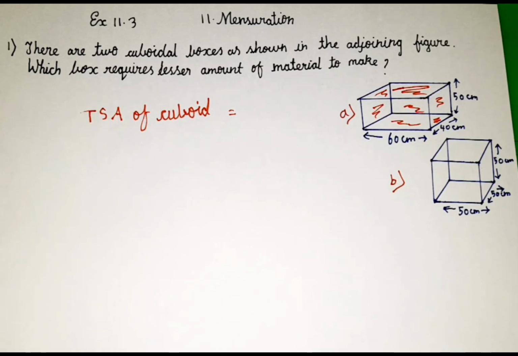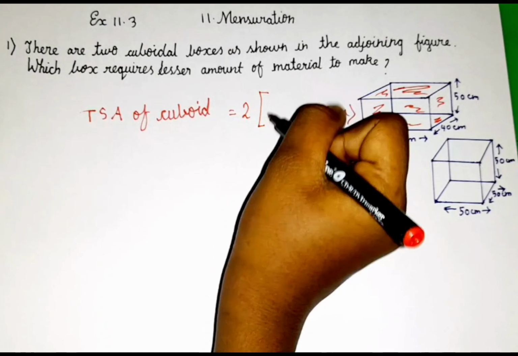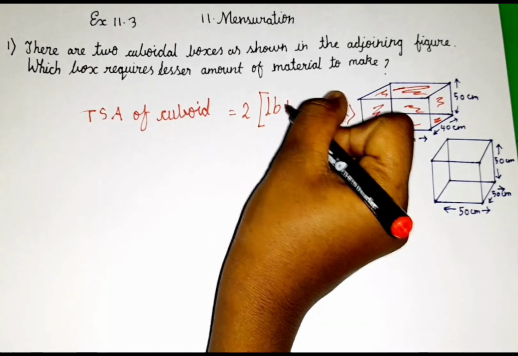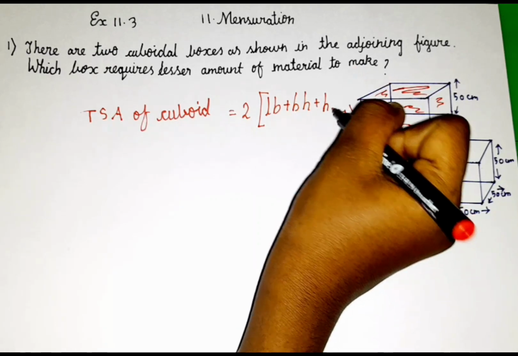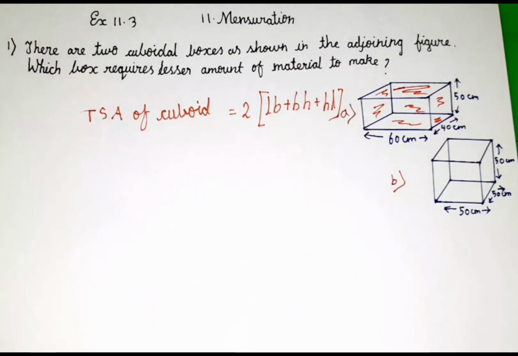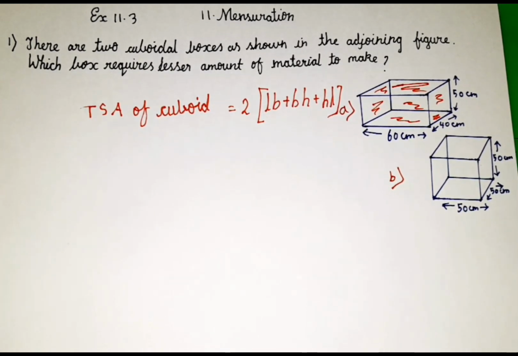So what's the formula? TSA of a cuboid is 2 into (length times breadth plus breadth times height plus height times length). So this is the formula for TSA of a cuboid. Using this formula we are going to solve this.